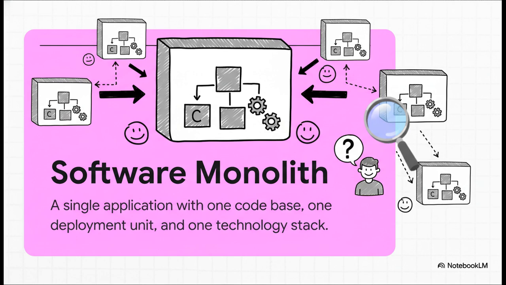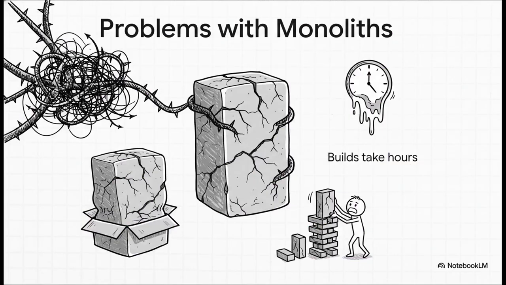So let's get a proper definition here. A software monolith is a single application with one code base, one deployment unit, and usually a single technology stack. And look, in the beginning, this makes a ton of sense. It's pretty simple for developers to wrap their heads around, and it's easy to scale. You just make more copies of the entire application. But as the application gets bigger, oh man, the cracks start to show.